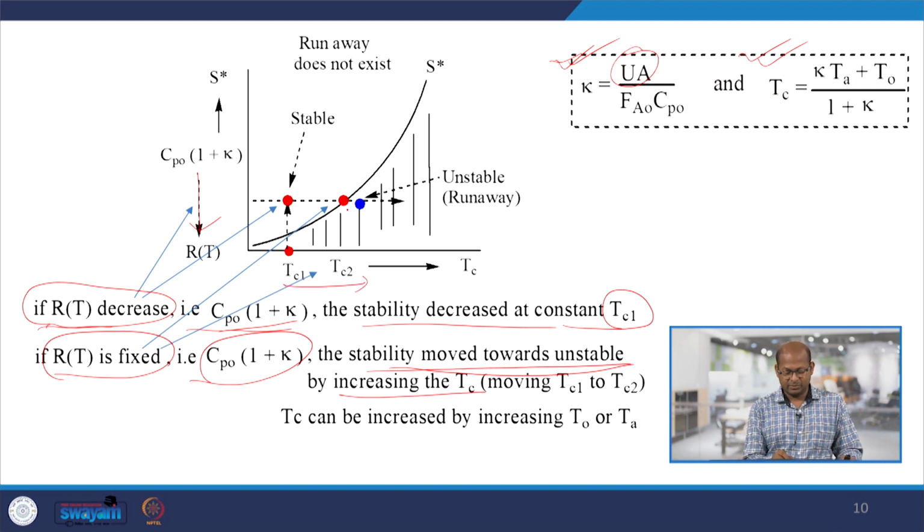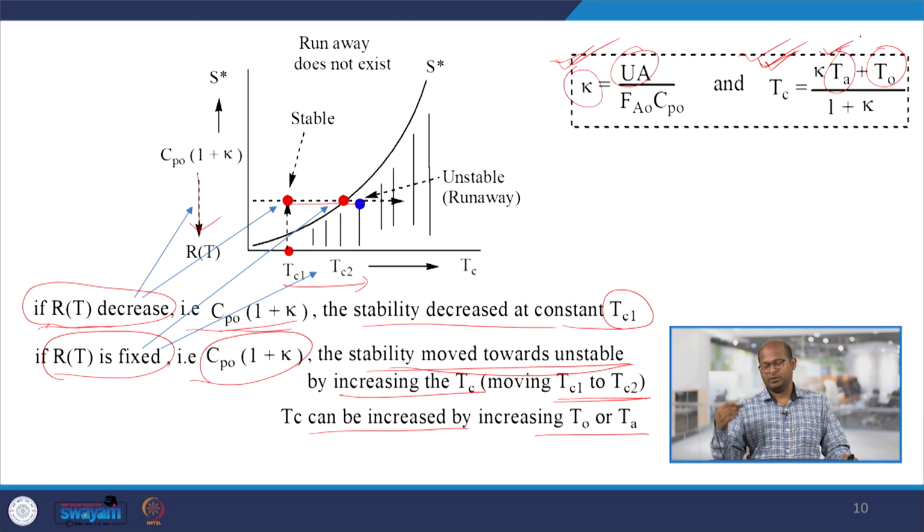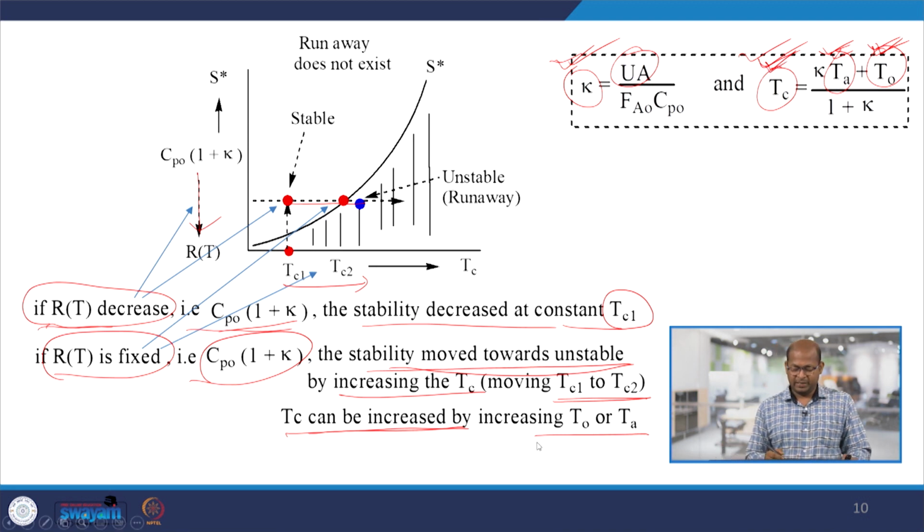moving from this point to this and then this. So, Tc1 to Tc2 we are moving, and Tc can increase by increasing T0. How can we change Tc? By changing T0 or Ta, for a specified kappa. So, if the ambient or coolant temperature or the feed inlet temperature changes, then the Tc value will change. By increasing this or this, we can increase Tc.